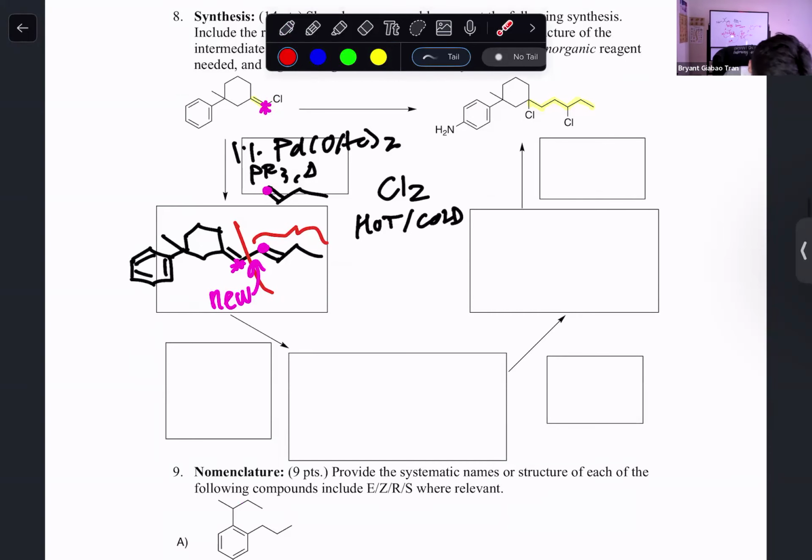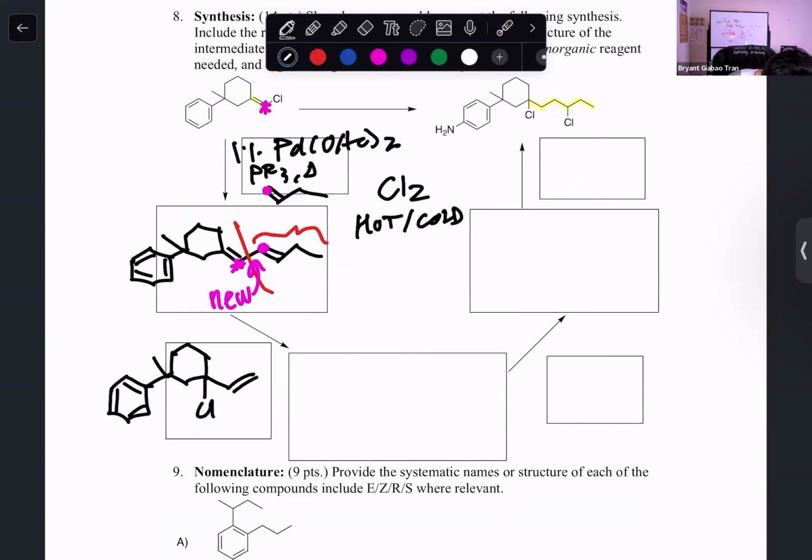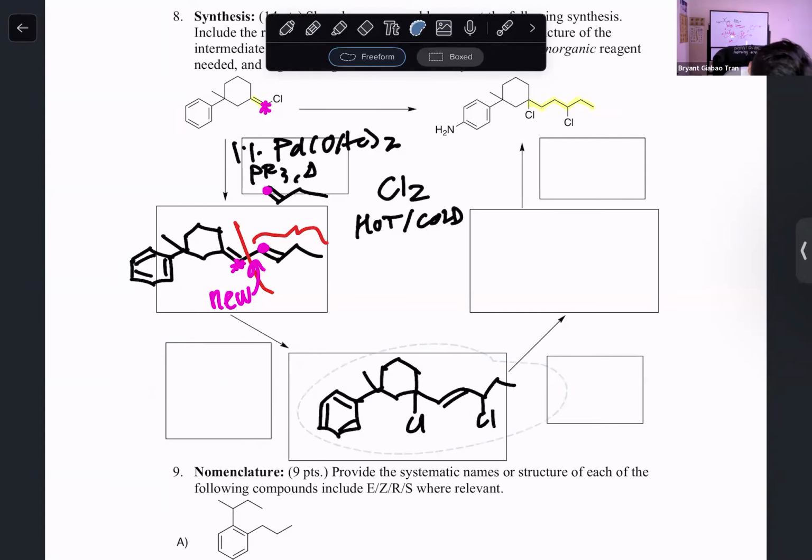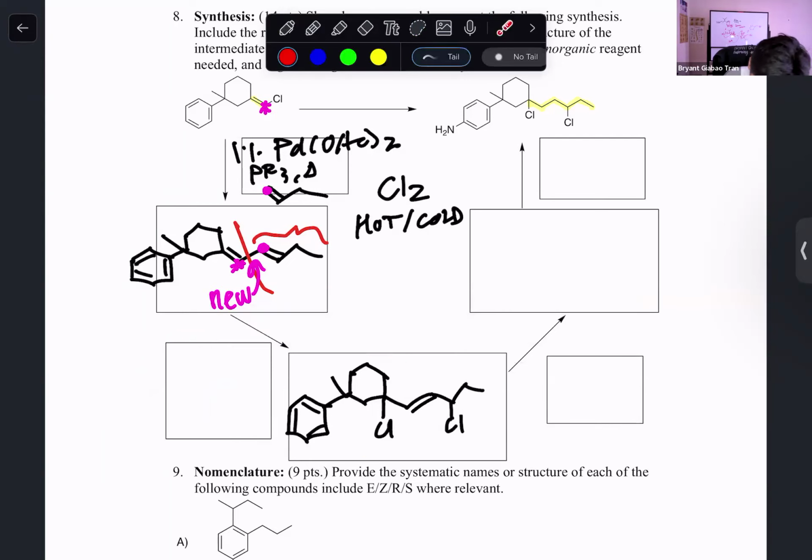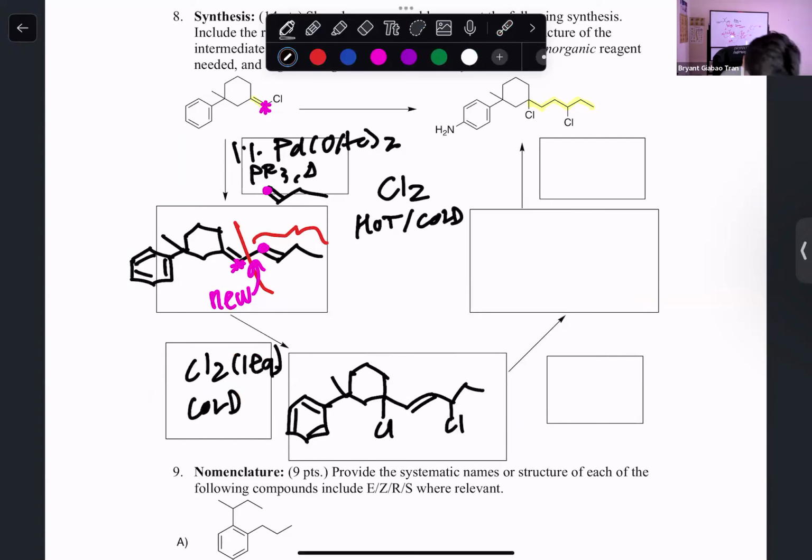Okay, and then if we want the Cl to be on these positions here, try out the mechanism, both kinetic and thermodynamic products. You're gonna see that we want the kinetic product, right? But try that for practice. Try drawing out the whole mechanism in hot and cold conditions, right? If we want this one right here, we're gonna use Cl2, 1 equivalent, in cold conditions, right?